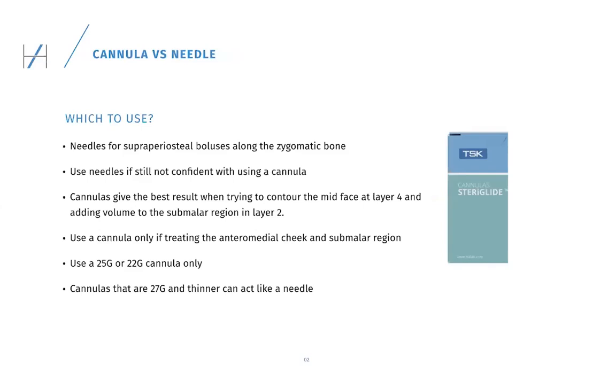So cannula versus needle. I know so far in this talk this evening, I've talked quite a lot about both different modalities and how we sometimes use one over the other depending. I think when we're first starting, we learn the 3 classical points of supraperiosteal boluses along the zygomatic bone. They work brilliantly well. It gives you an excellent lateral structure and lift. And for a lot of people, it can be enough.